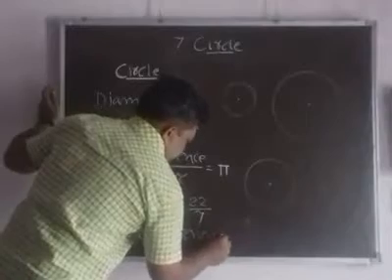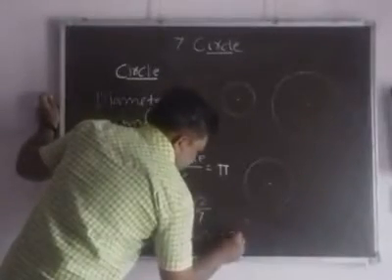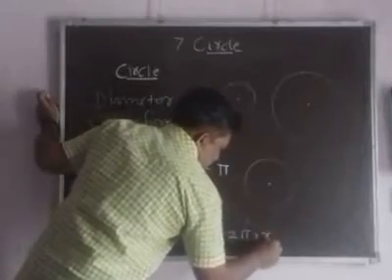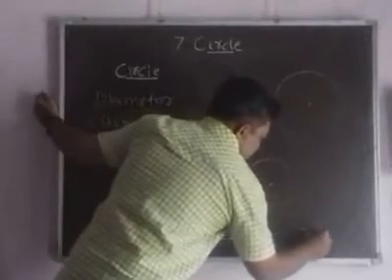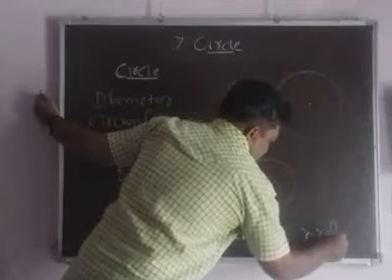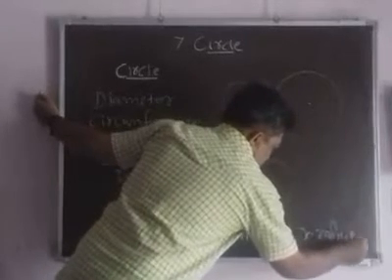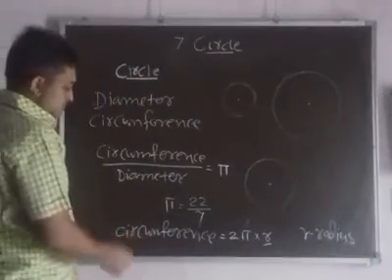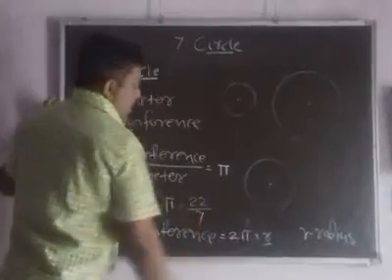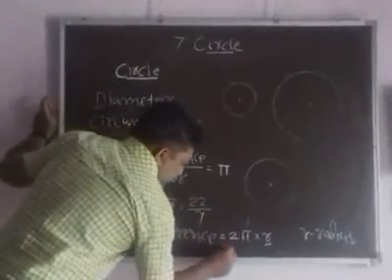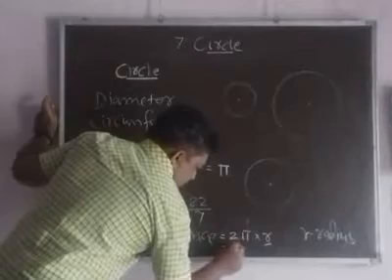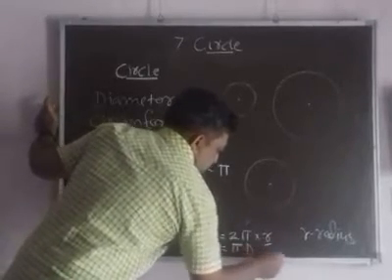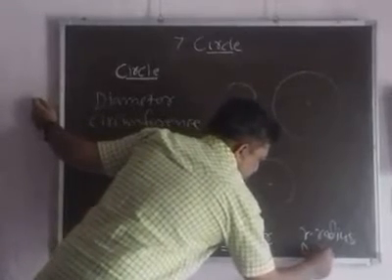Circumference is given by a formula, that is 2 pi r. What is r? Here r is the radius. Circumference is given by 2 pi r. In another way, it can be written as pi d. What is d? 2 times r is nothing but the diameter, d.